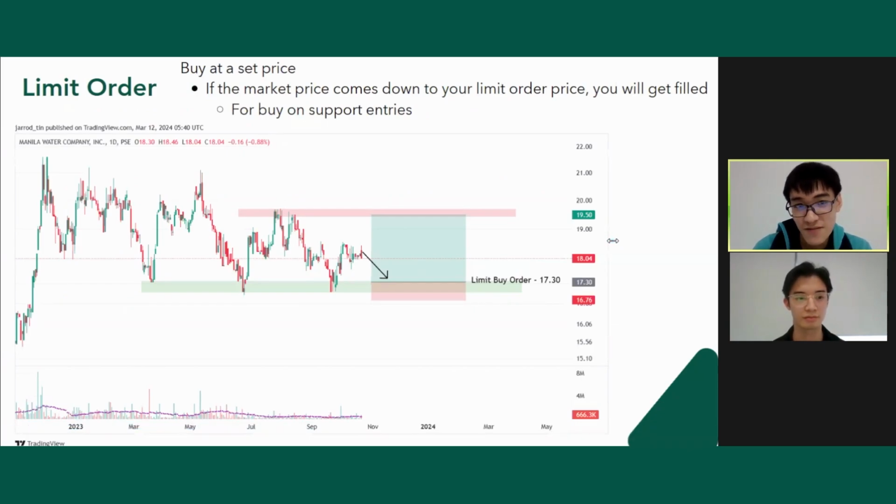So first, we need to explain muna ano ba yung mga order types. So first is the limit order. So how does a limit order work?